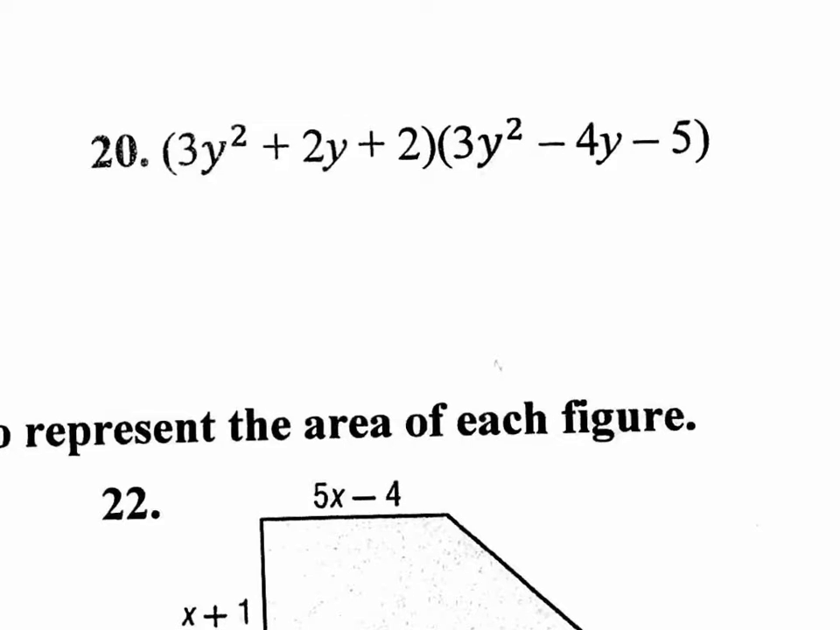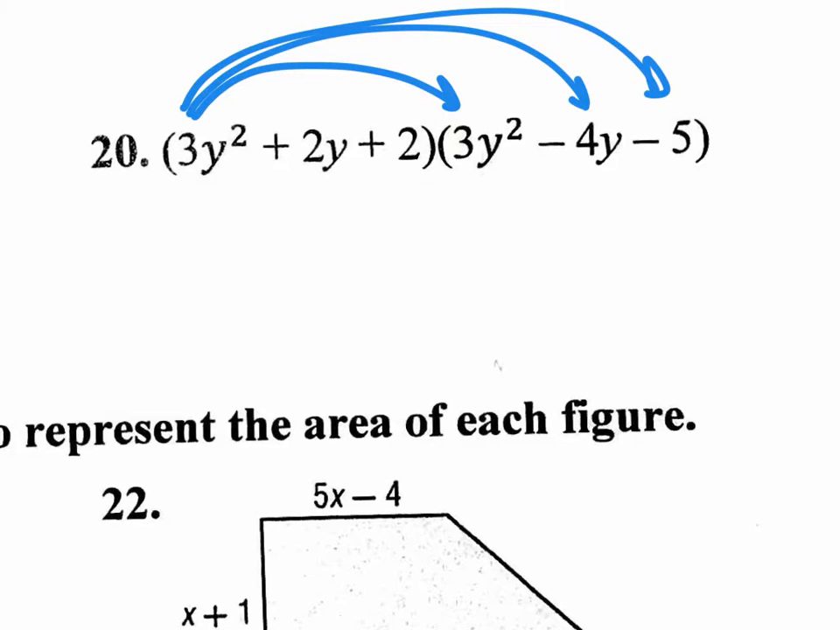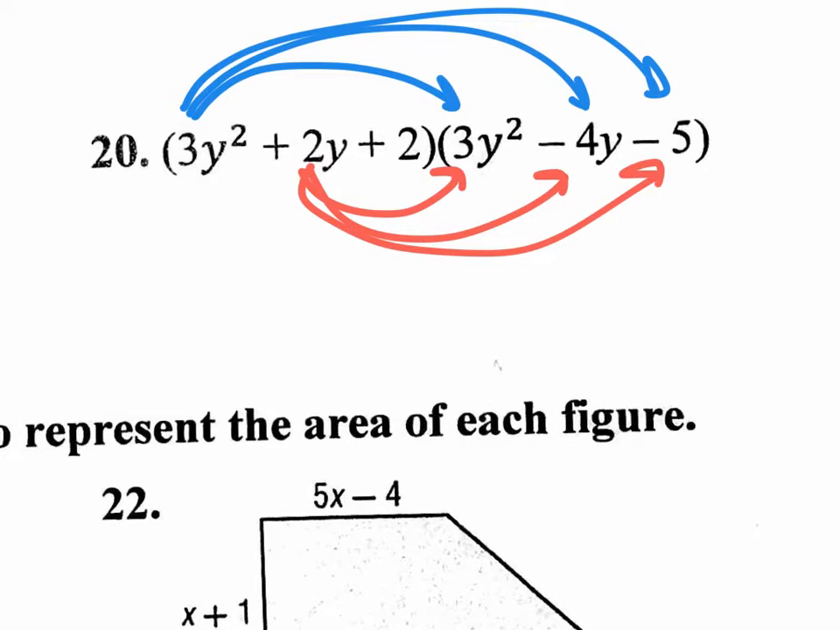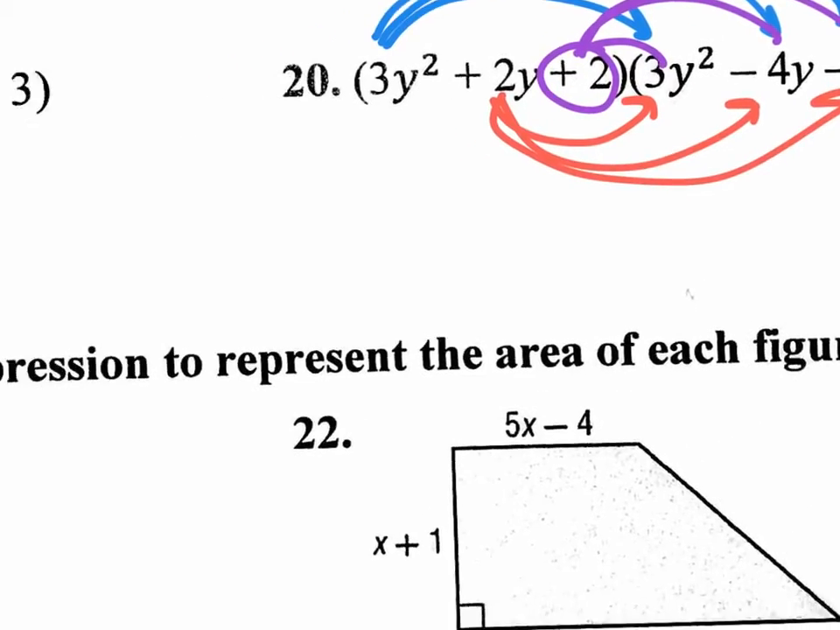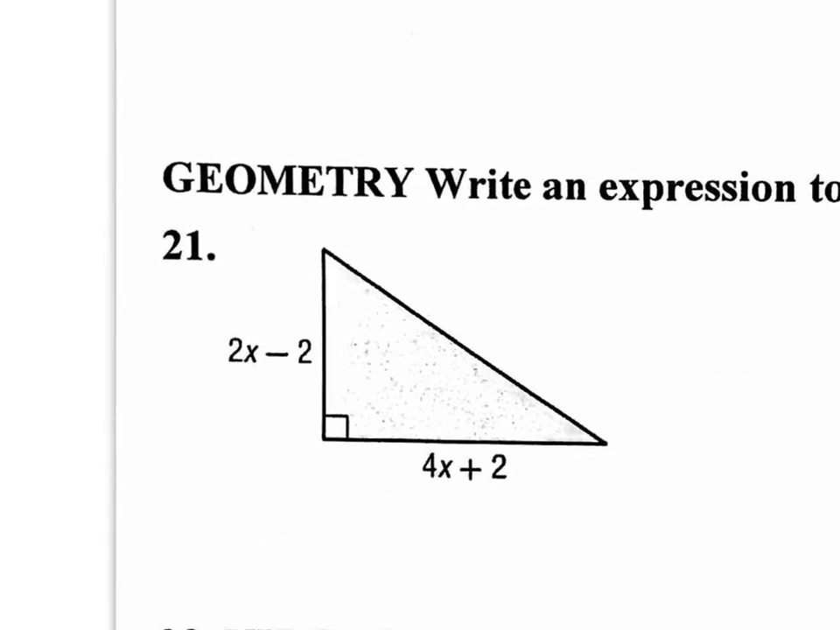But the way to do it would be 3y squared times this one, 3y squared times that one, 3y squared times that one. And then you move on to your next term, 2y times this one, 2y times that one, 2y times that one. And then you would switch to your final one. Let me go with a different color here. Let's go with purple. You'd go positive 2 times this guy, positive 2 times this guy, positive 2 times that guy. So you'd just be distributing one term at a time. You get a bunch of terms, you combine like terms. I'm not going to ask you to do that on the test, even though it's the same thing as what we've been doing before.